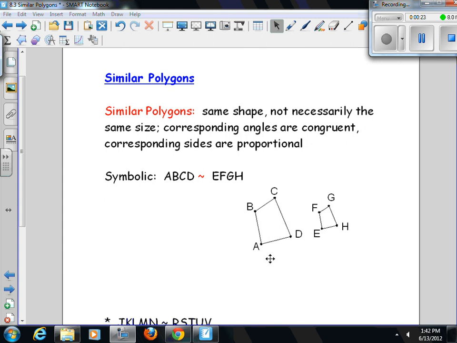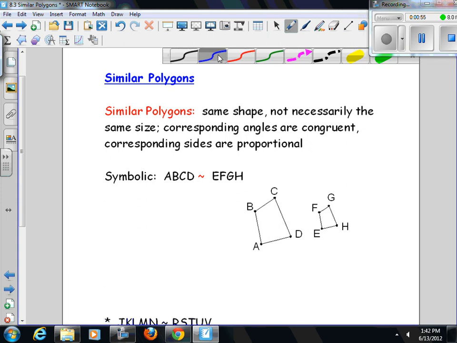So, symbolically, if we wanted to show that these two figures were similar, we would say that figure ABCD is similar to figure EFGH. So that would mean that side AB is proportional to side EF, BC is proportional to FG, CD proportional to GH, and DA proportional to HE. We would also be able to say that the corresponding angles are equal.